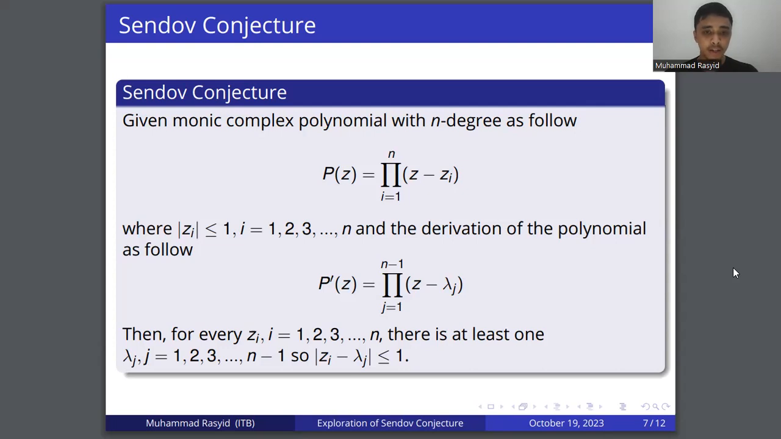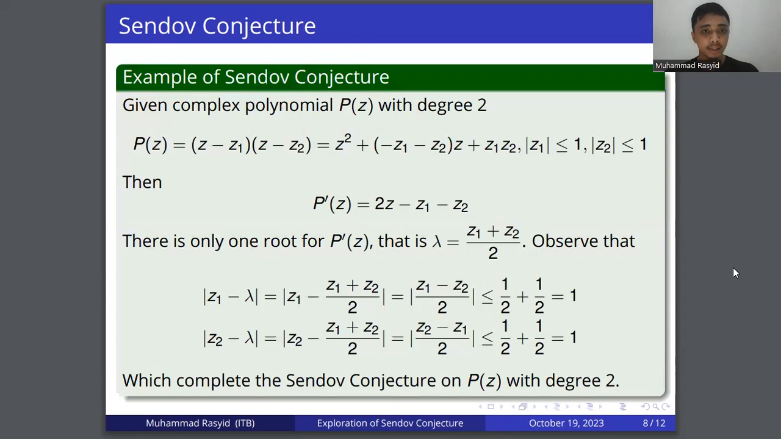Then for every zi, there is at least one lambda j such that modulus zi minus lambda j is equal or less than 1. So in a simplified way, given the polynomial P of z, for every root, there is at least one critical point such that the distance between the root and the critical point is equal or less than 1. Let's take an example.